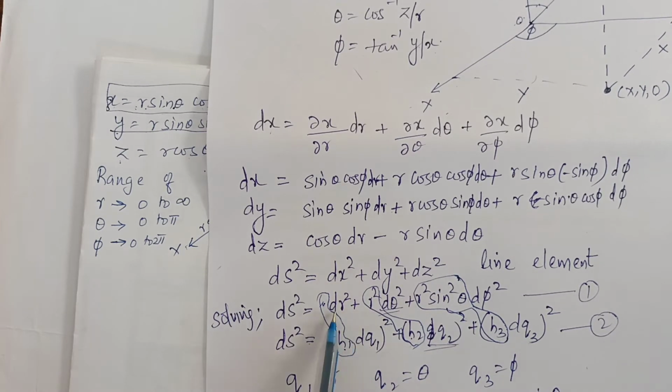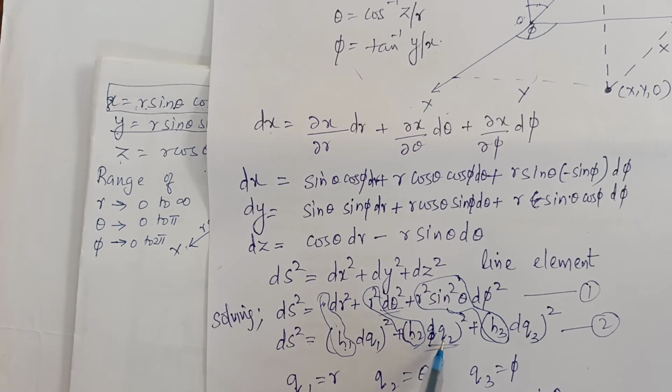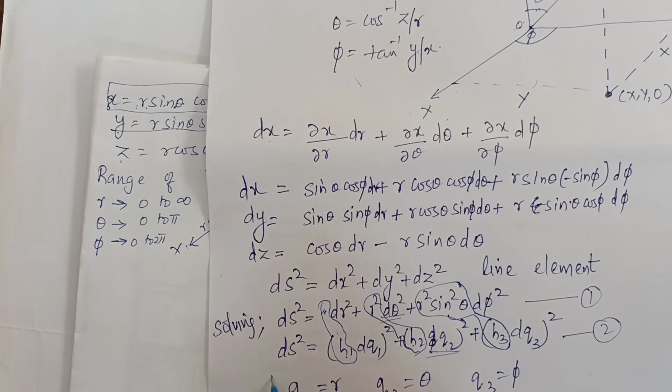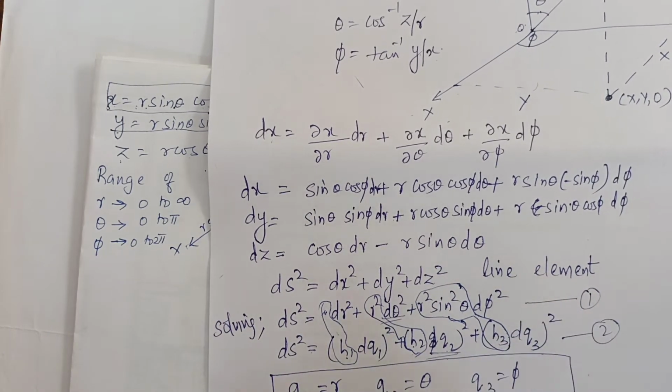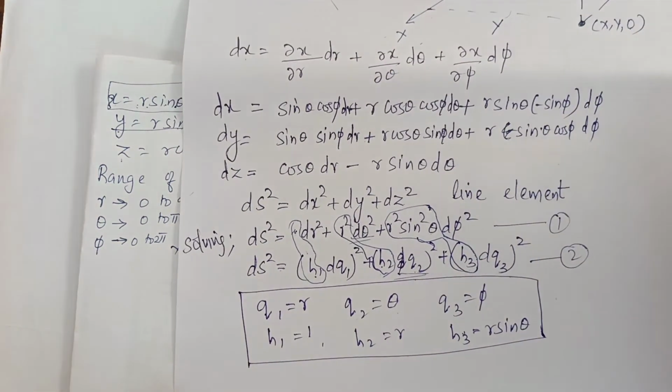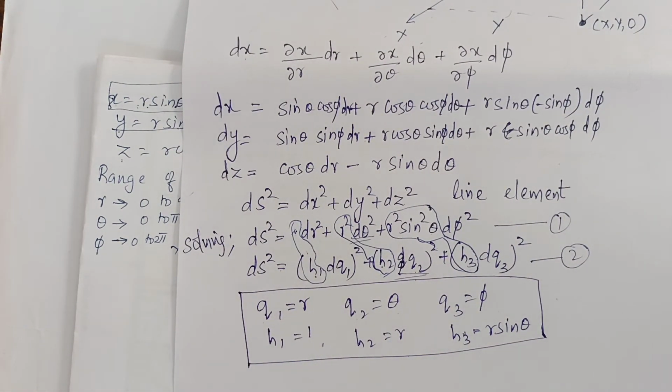Similarly, we compare the coordinates: dq1 square and dr square, so q1 is equal to r. dq2 square and d theta square, so q2 is equal to theta. And dq3 square is equal to d phi square, so q3 is equal to phi. So this is how we get the values for the scale factors and the coordinates. Now we can write the differential operators.